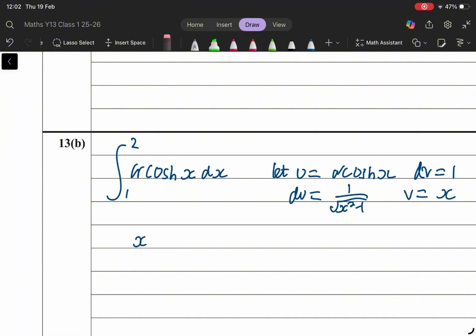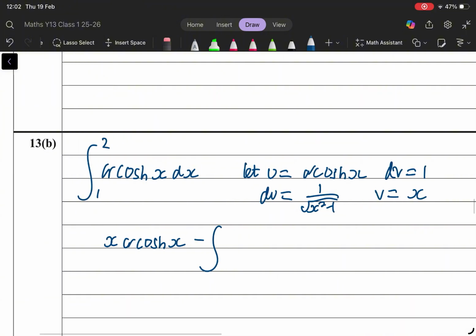So then it's going to be uv, which is x arcosh of x, and minus the integral of v du. So that's just going to be x over square root of x squared minus 1 dx, from 2 to 1.